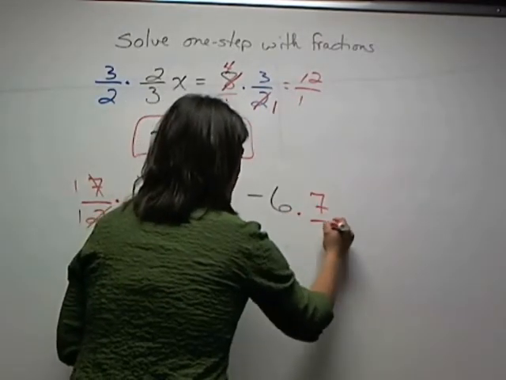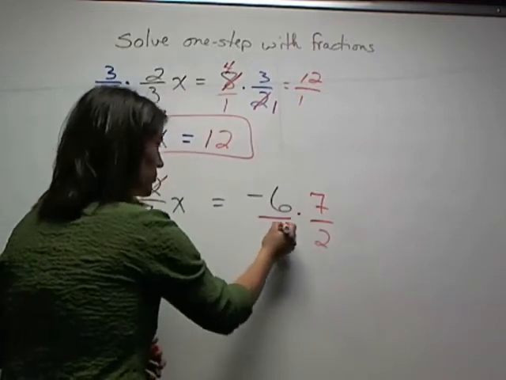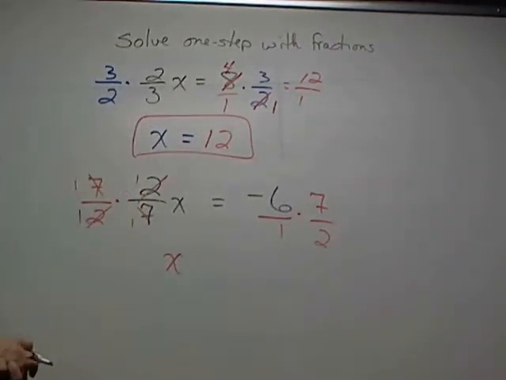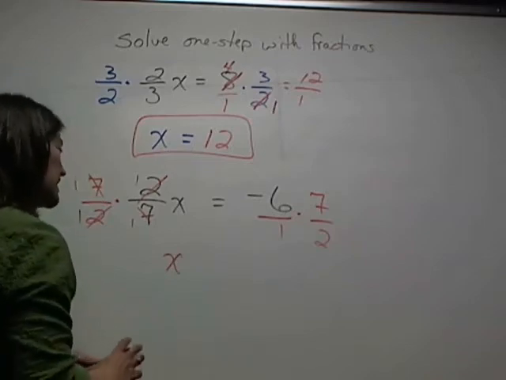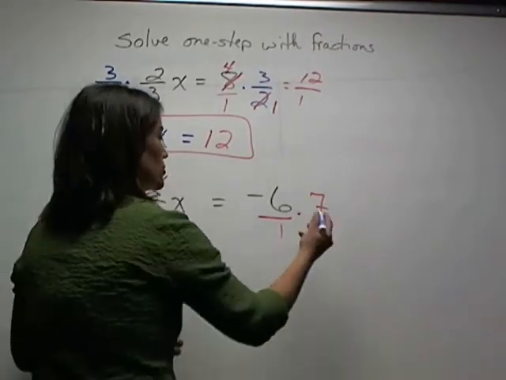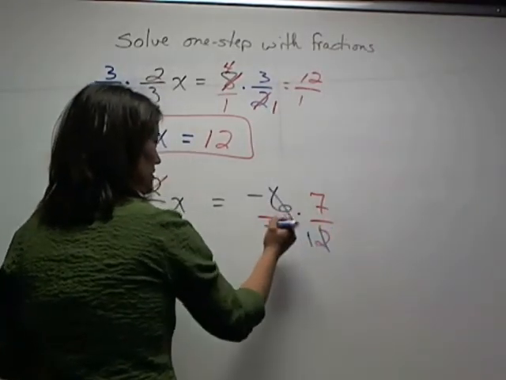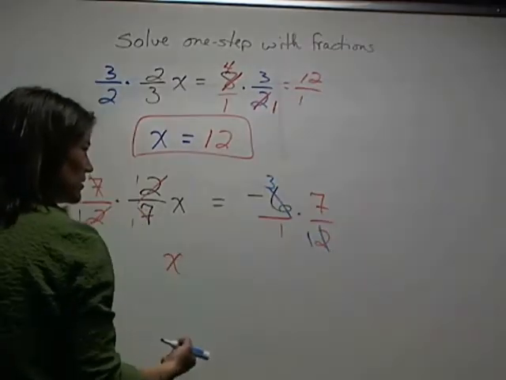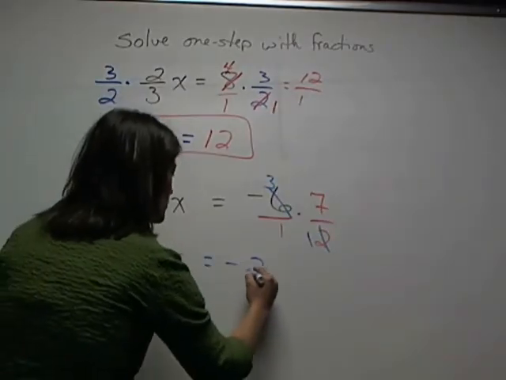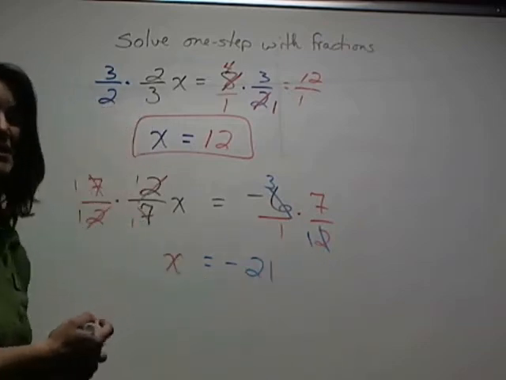Multiply this by 7 over 2. Once again, this whole number, I'm going to put that over 1 to remind myself that it's a fraction. It's over 1, not over itself. Then I reduce that side. 2 goes into 2 once, and 2 goes into 6 3 times. I have -3 times 7 is a -21, and the bottom is just 1. I don't need that.